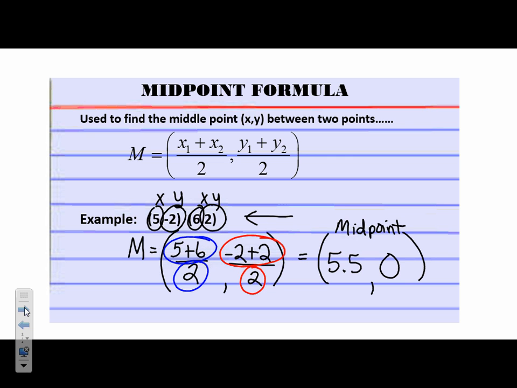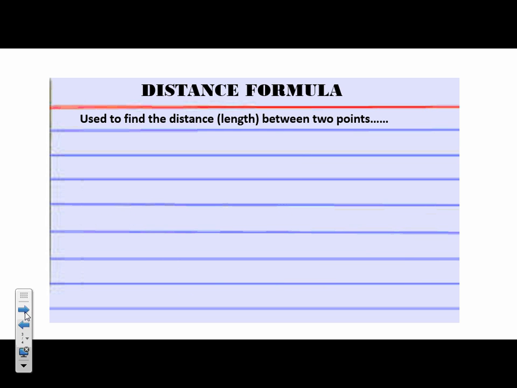All right, now let's take a look at another formula we use, the distance formula. The distance formula is used to find the distance or the length between two points. So rather than trying to find where the middle point is located, we just want to know how long the piece is or how long the segment is. And the distance formula was d equals, and then had a big square root like that.